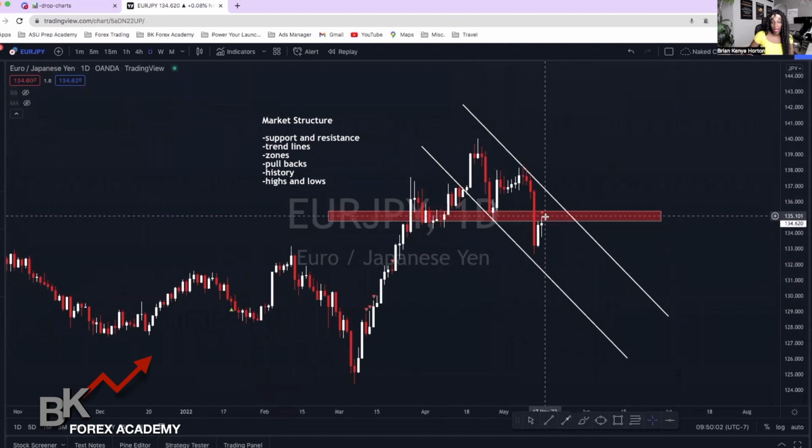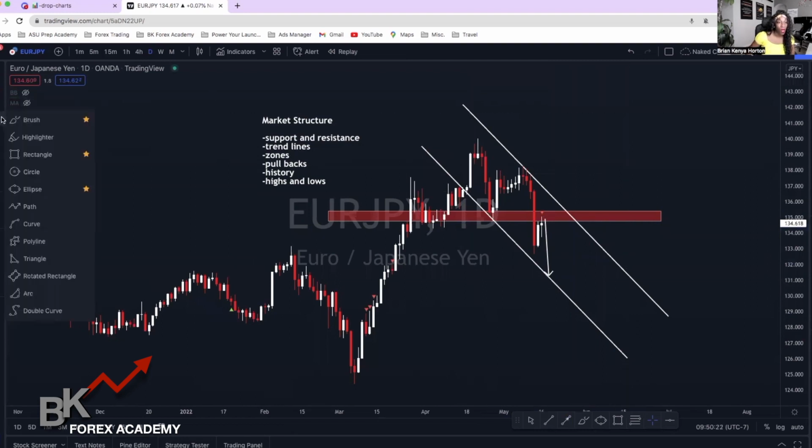If we were to get a continuation on Euro JPY, let's just look at where it possibly could go. So if we do get a breakout, continuation, right? And let's just say it goes and hits the bottom of our trend line. Let's see how powerful this is. So look there, and then I'm going to show you something that I see right now.